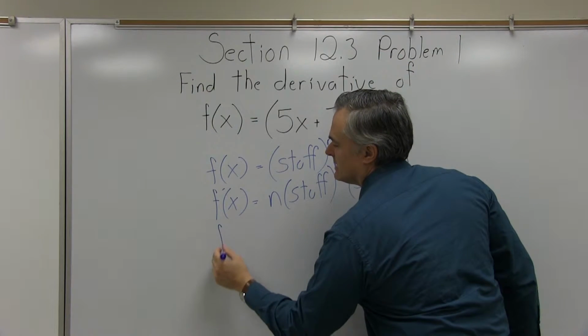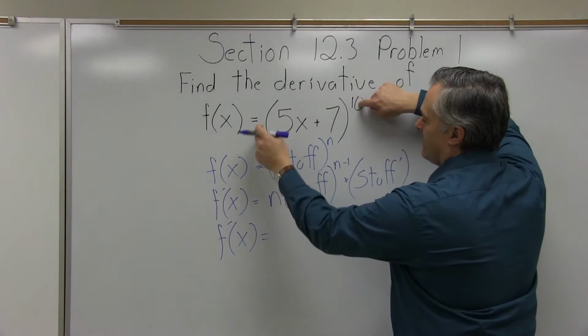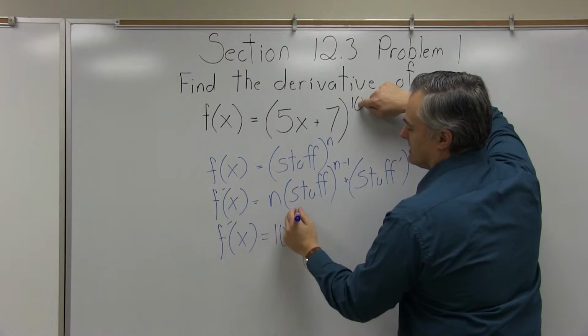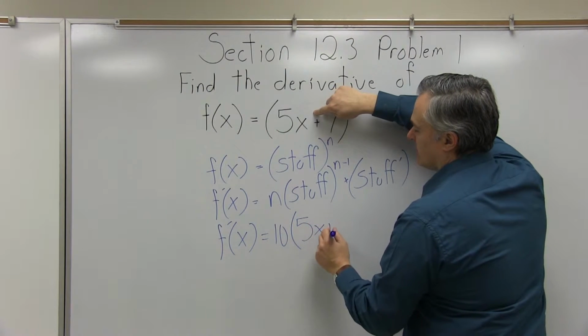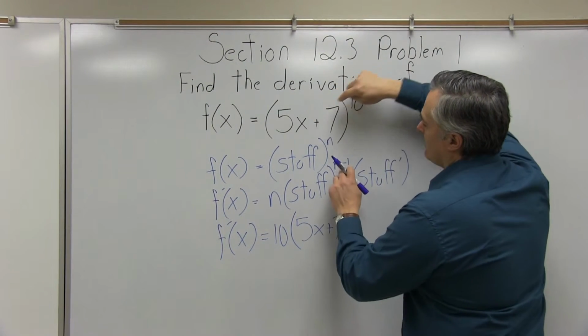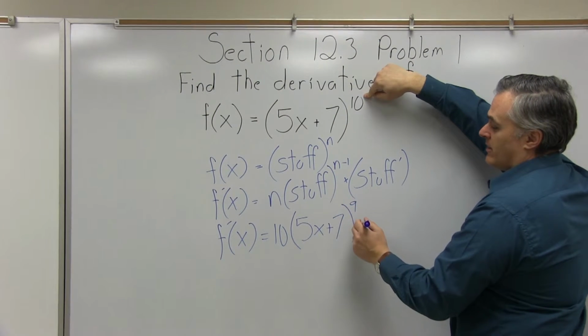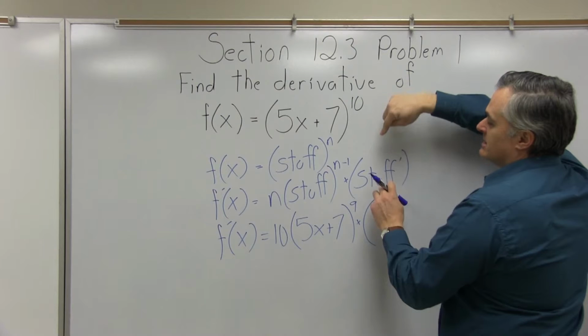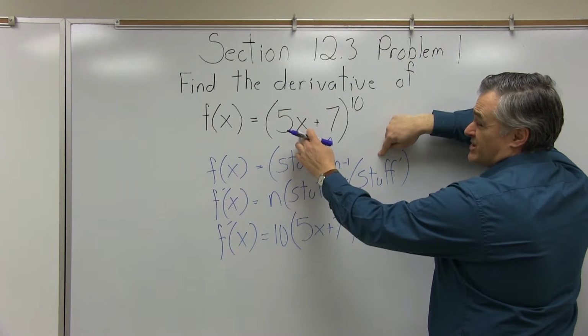So as I fill this in, f prime of x equals, the 10 is going to come in front of the parentheses as the n. We're going to leave the stuff the way it is. 5x plus 7 will stay as is. Then we'll reduce the power by 1. That 10 will go down to a 9th power. Then times stuff prime. Well, stuff prime is really just going to be 5.